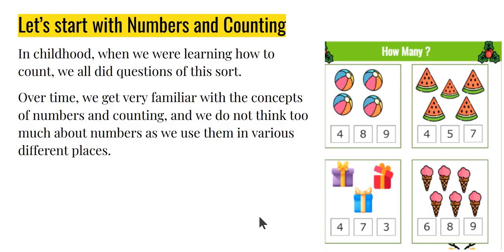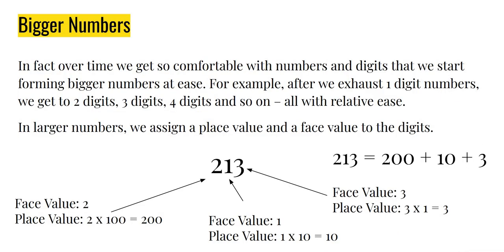So, basically today we don't think about these things too much because we have just got so comfortable with numbers. We just know how to count these things through, let's say, learning mathematics, through our experience and so on. In fact, over time we get so comfortable with numbers and digits that we don't think too much about them. We form bigger numbers comfortably. For example, let's say there were 10 or more items, which means that we exhaust one digit, we just naturally go to two digits, three digits, four digits, and so on, all with relative ease.